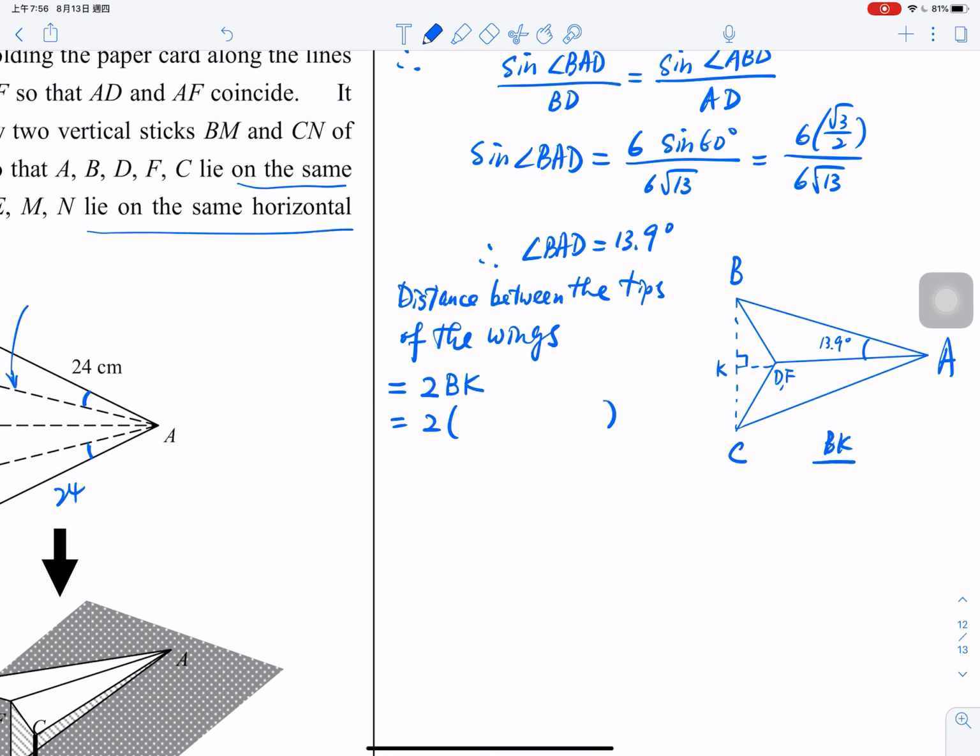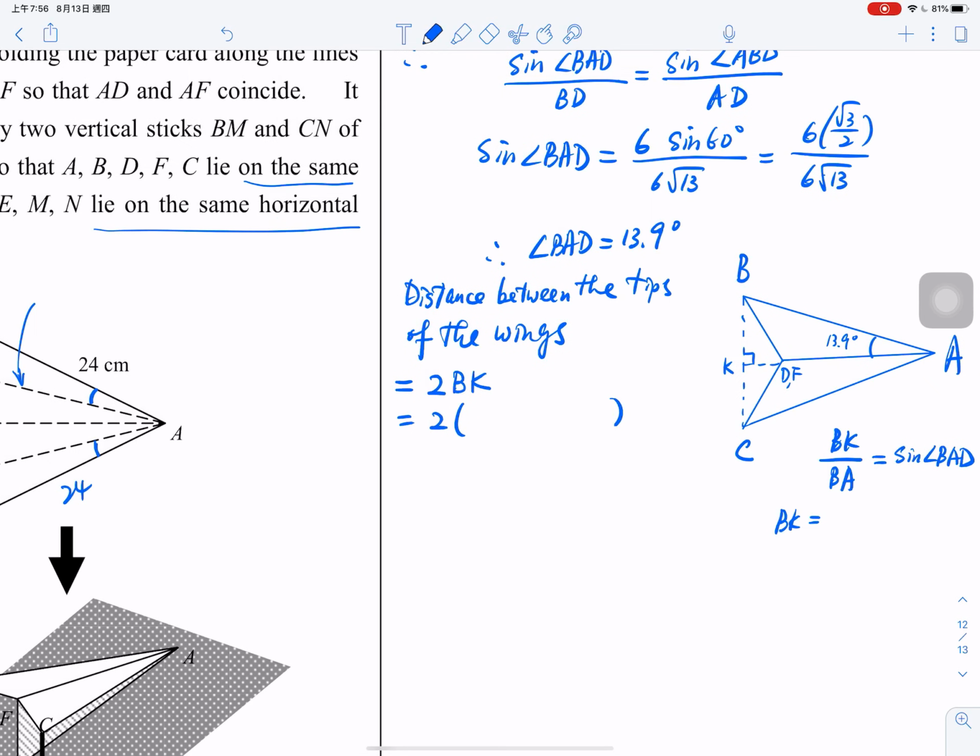And you found that BK over BA equals sine angle BAD, right? So you found that BK equals 24 sine angle BAD, so here 24 times sine 13.9 degrees. So 2 times 24 times 0.2402. At the end, 11.5 cm.